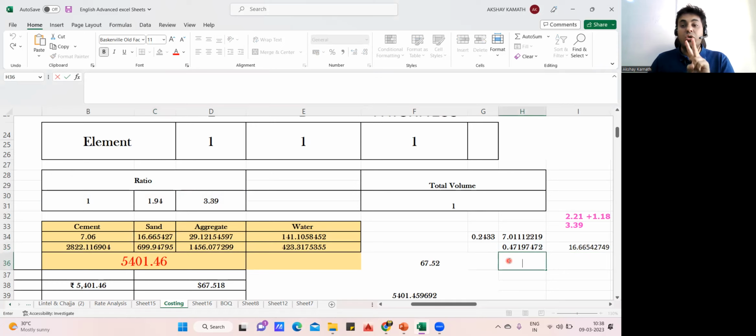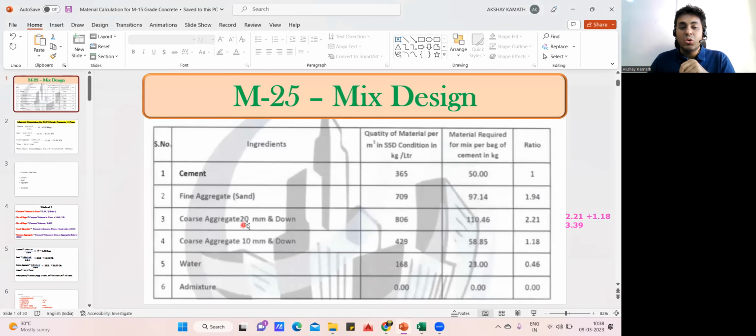So in the aggregate, you can do one thing. In your question, what is the aggregate they have given? They have given it separately. Like 20 mm they have given separately, 10 mm he has given separately. So you can take a separate calculation and you can do that. First, I'll take a separate calculation. Remember, here the ratio is 2.21.